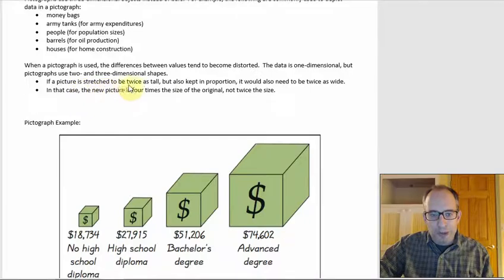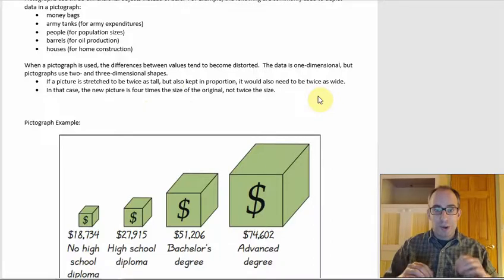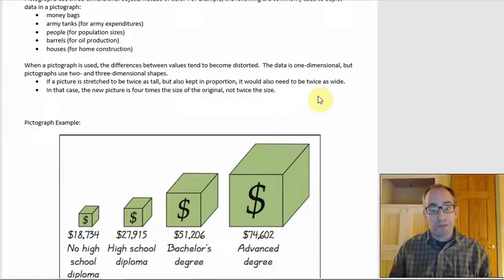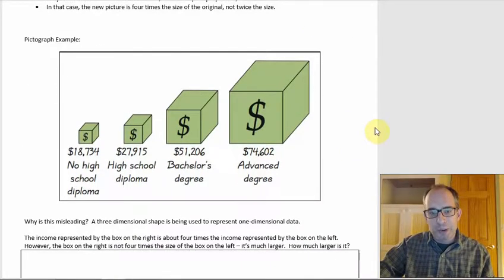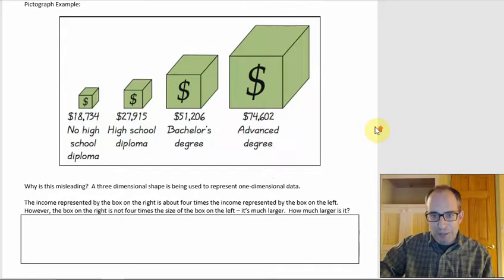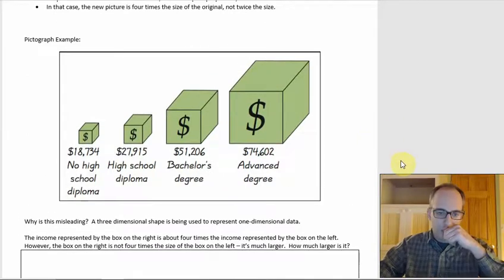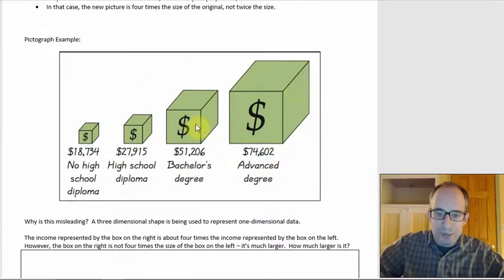So here's the thing that's trouble right here. It's that first bullet point. When a picture is stretched out to be twice as tall, but it's kept in proportion, it's also going to be twice as wide. So the new picture is 4 times the size of the original, right? Because if it's stretched twice in height and stretched twice in width, that's 2 times 2, right? So that's 4.